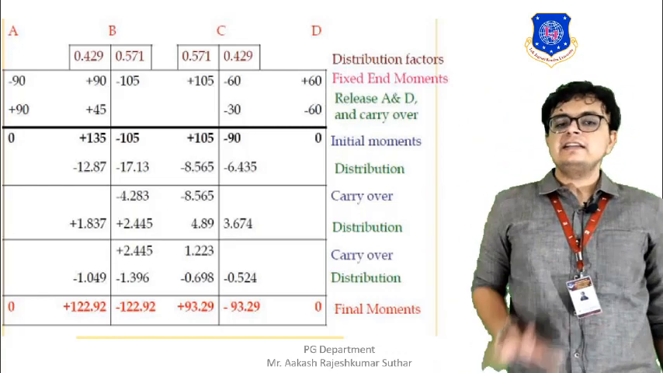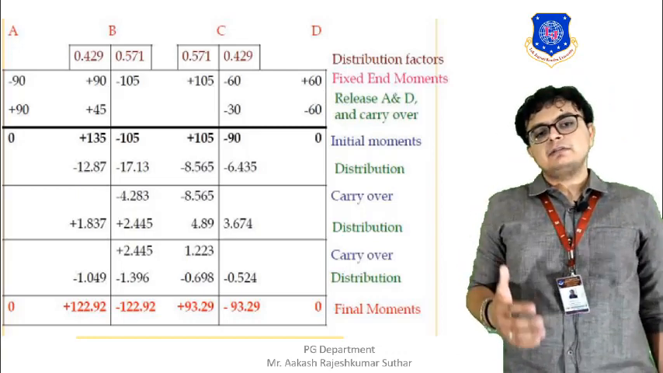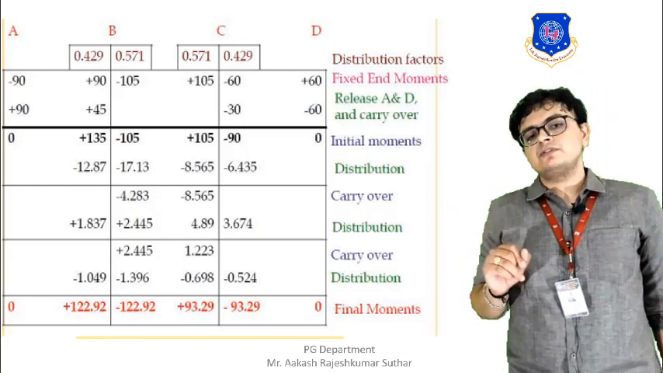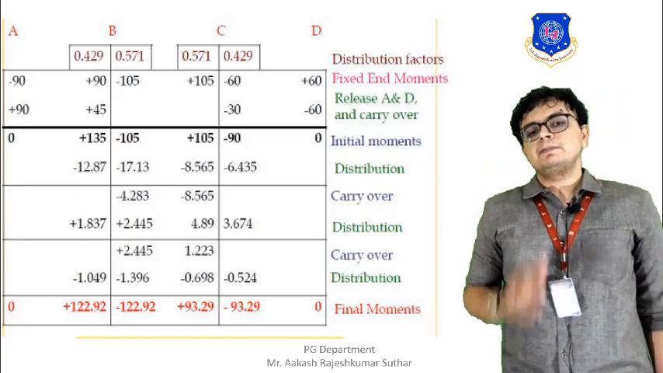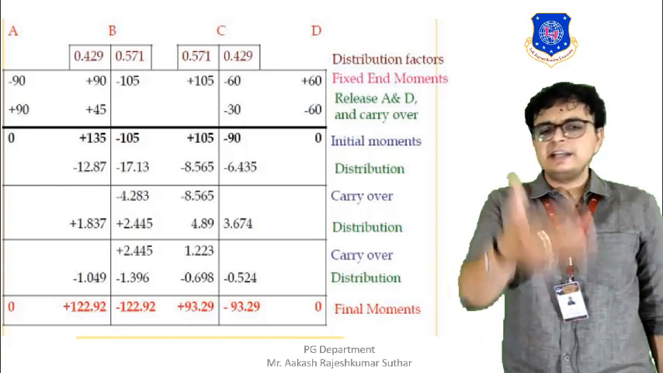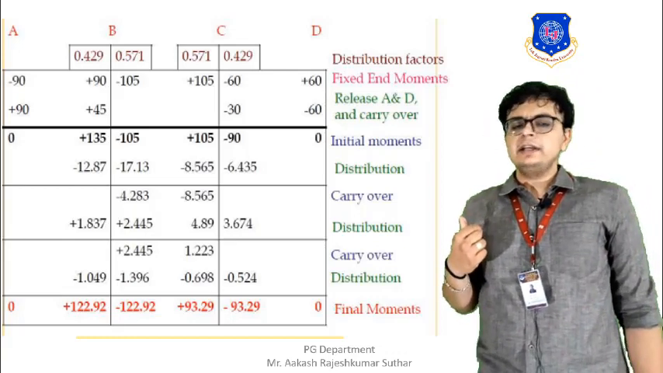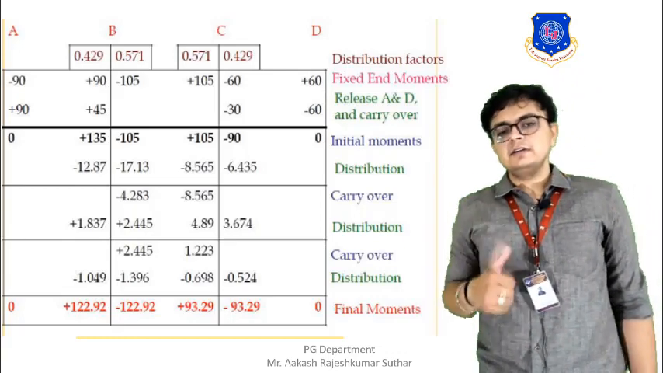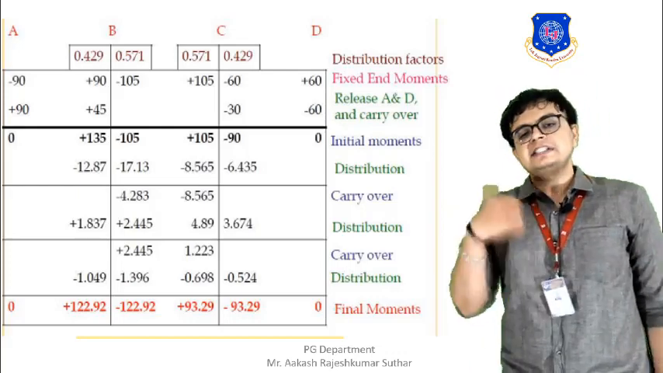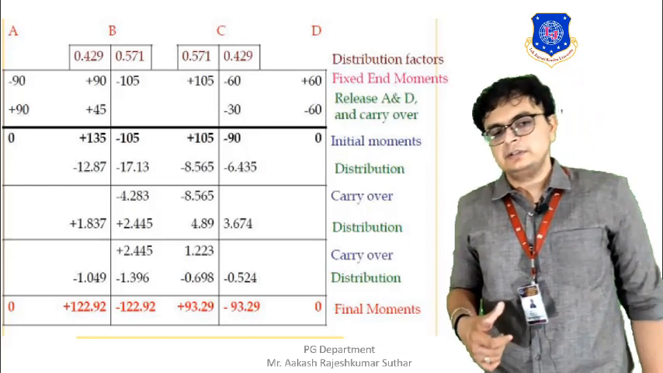So finally, the initial moment at A will be equal to 0, at BA it will be plus 135, at BC it will be minus 105, at CB it will be plus 105, and at CD the initial moment will be minus 90. We just have to sum whatever values we have got above. If it is positive, then we add; if it is negative, then we subtract. And we have one joint left, that is D. So plus 60 minus 60, the initial moment at joint D will be equal to 0.